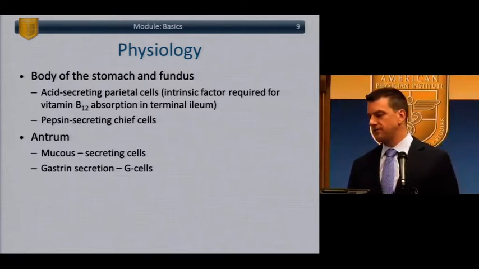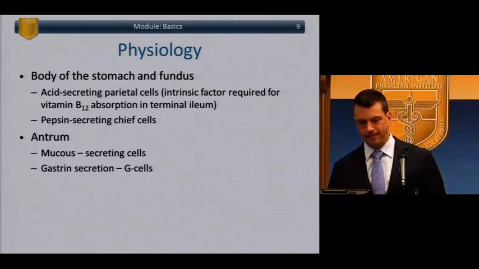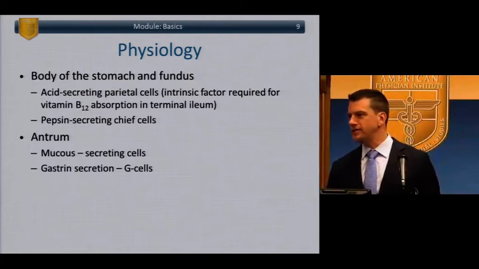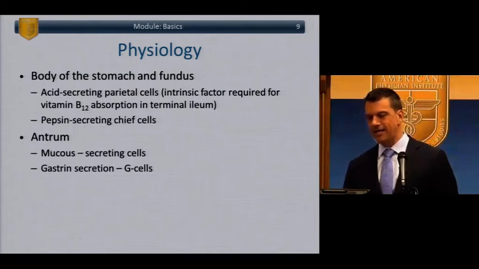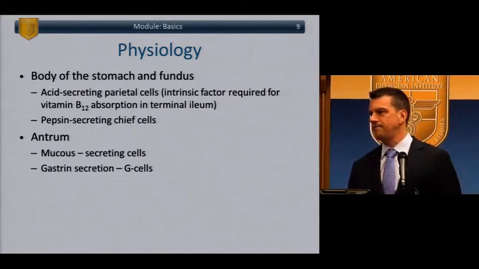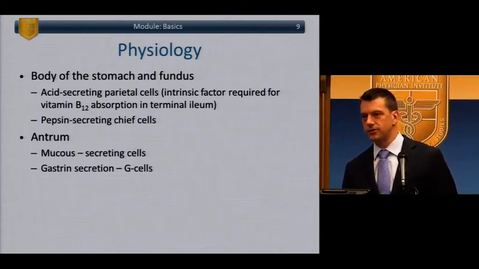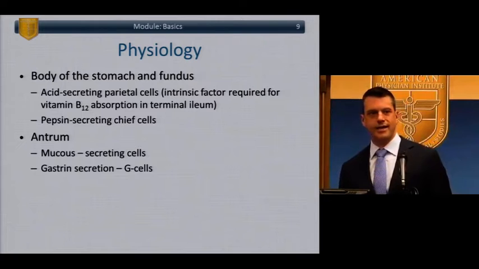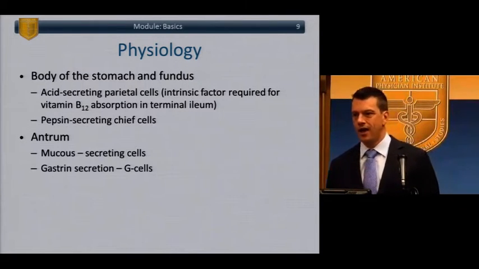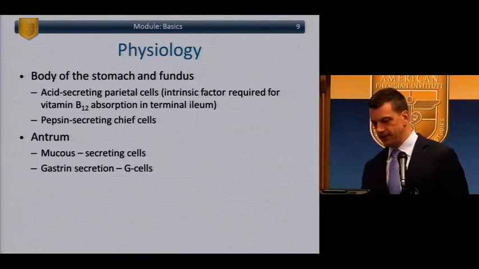The chief cells are responsible for secreting pepsin. In the antrum, mucus is made, which helps to digest the food and then can be a little bit protective later as we enter the duodenum. And the gastrin-secreting G cells. This is important in the surgical treatment of ulcer disease because retained antrum can leave a source of gastrin, which can lead to recurrent ulcers or a failure of your acid-controlling procedure.